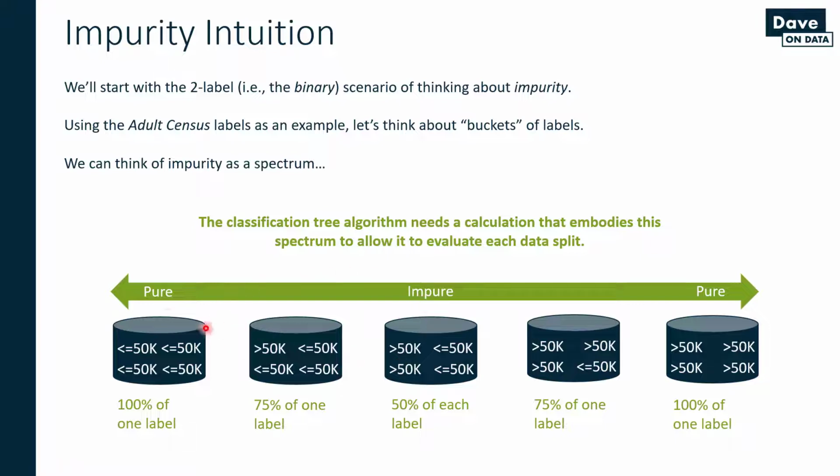This is our intuition, right? We have this spectrum of pure to impure in the binary case, and we need a calculation that allows us to understand what's going on with each potential split in the data so that the algorithm can pick the best split, the most optimal split.